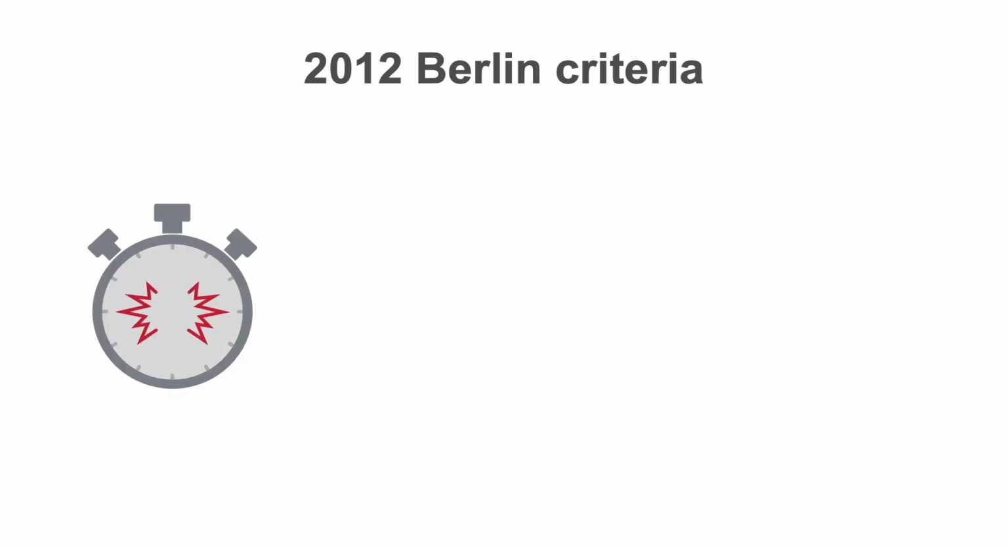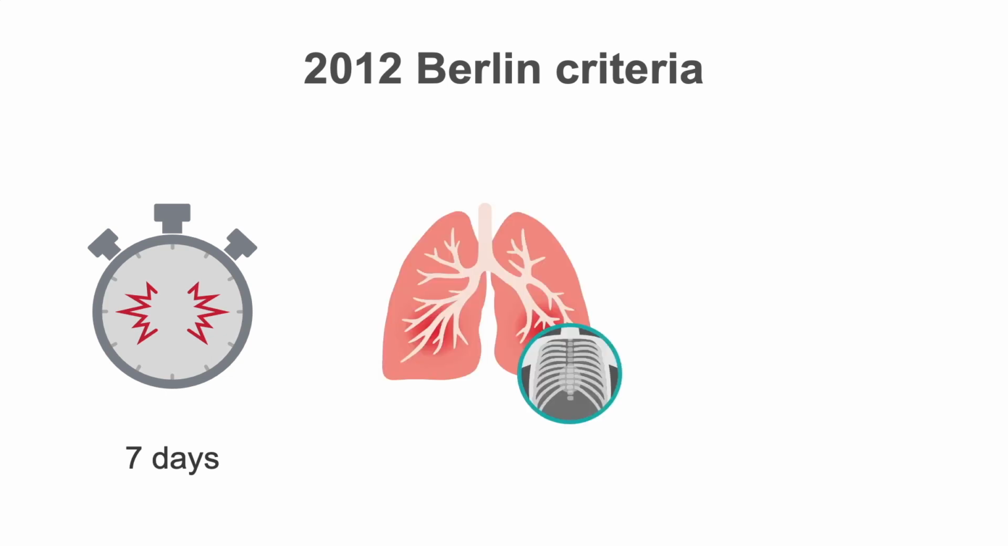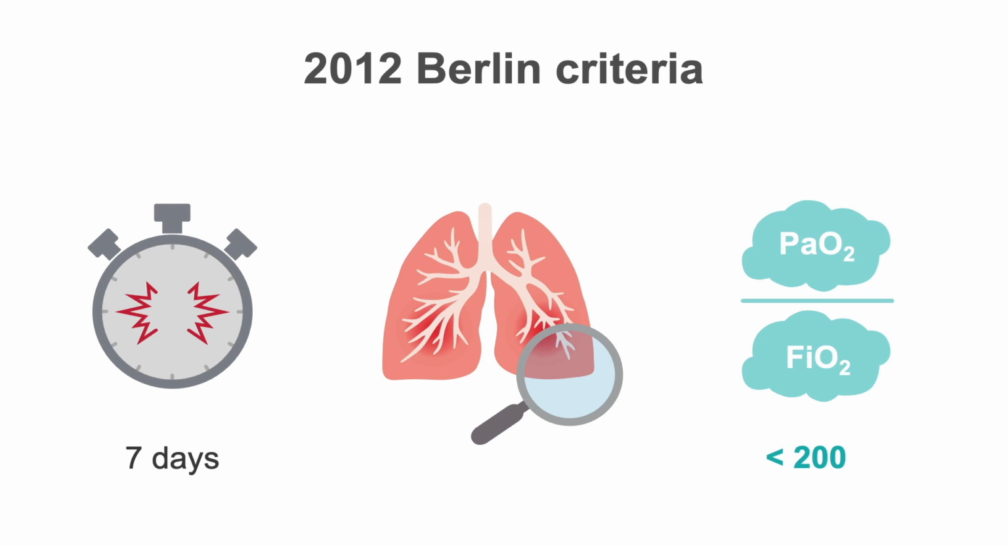For example, patients must still have acute onset. However, acute onset is now defined as onset progression within 7 days. Bilateral lung disease also remains, but now any imaging modality may be used to make that diagnosis. The PaO2 to FiO2, or P to F ratio, was changed to a value of less than 300 from 200. This was done to include a category that was previously referred to as acute lung injury, or ALI. Patients with a P to F ratio between 200 and 300 fell into this category.